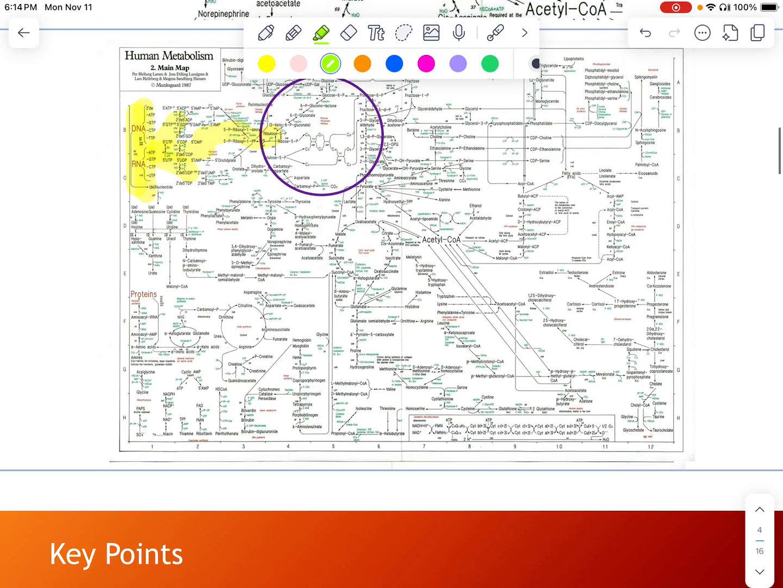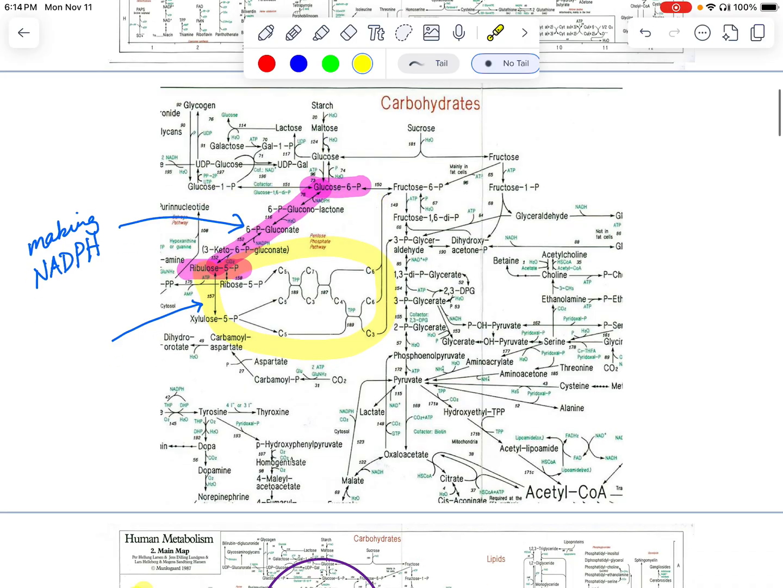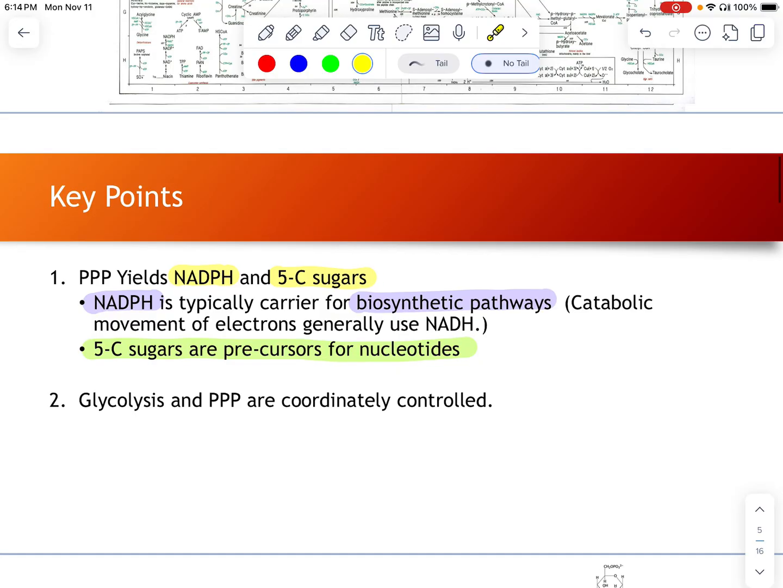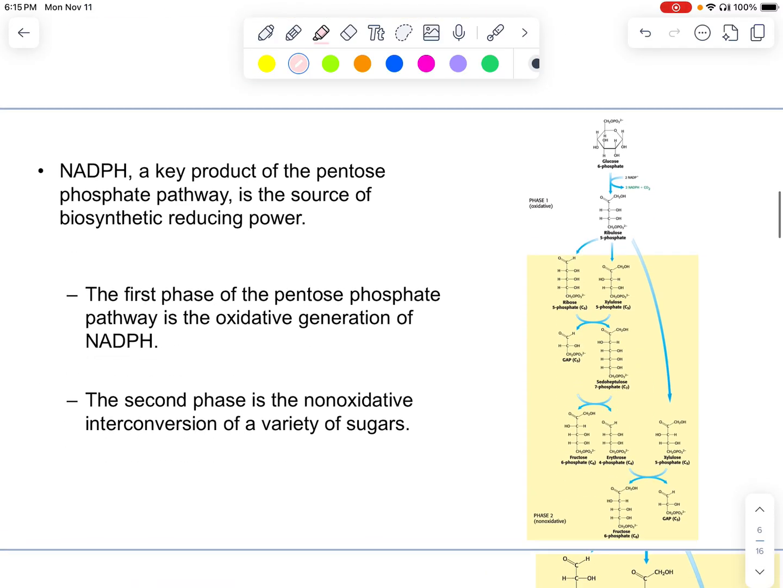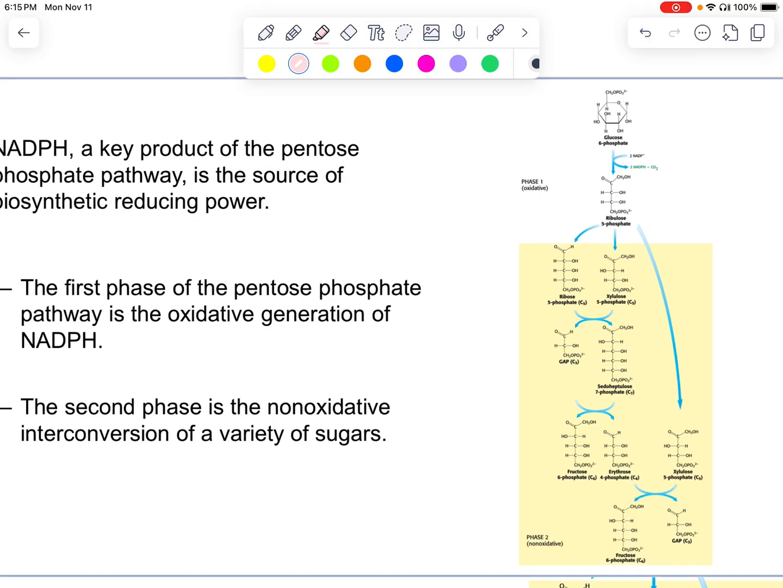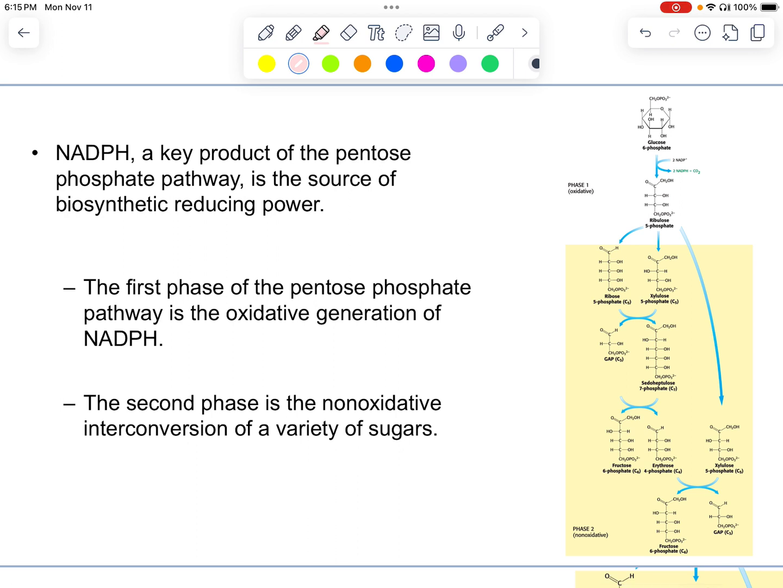So if we go back up here and look, we talked about the fact that glucose 6-phosphate, which is the starting point for the pentose phosphate pathway, can also go in all these other directions. And because of that, an important piece of this is that glycolysis and PPP are coordinately controlled, right? The control of those has to be tied together. So what we have here, and I know this is little text, but we're going to look at these pieces in more detail. At the top part, we have phase 1.